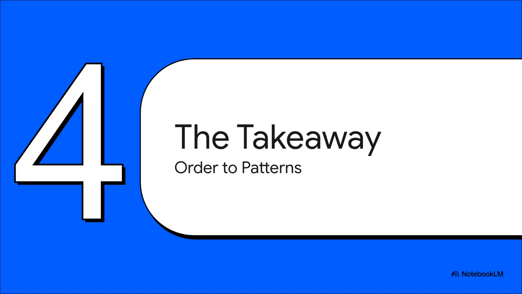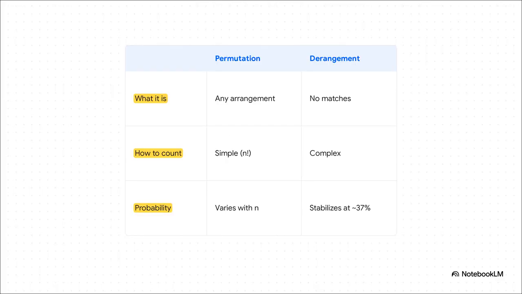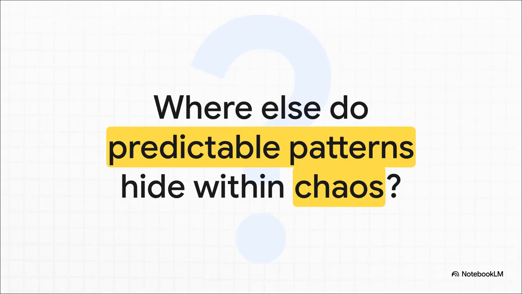So, let's just put it all together. What's the big takeaway from our 2 different hat problems? On one hand, you have permutations, basically any old arrangement, super easy to count with a simple factorial. On the other hand, you have derangements, a very special arrangement with no matches. And while it's harder to count exactly, its probability reveals this stunning, stable pattern, zeroing in on about 37% or 1 over e. And that leaves us with a final thought. We started with a simple party game, and it led us straight to one of the fundamental constants of the entire universe. It just makes you wonder, if a totally random hat mix-up can hide such a predictable and beautiful pattern, where else in our world might we find these amazing, stable bits of math just hiding beneath the surface of chaos?